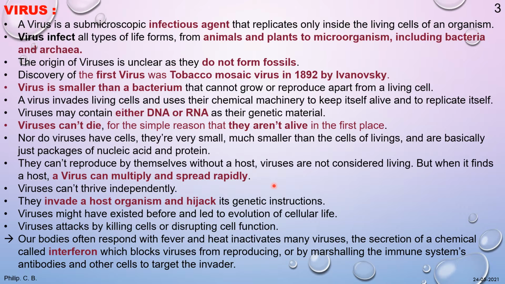Now in the present COVID situation, as you can see, they are multiplying faster, creating different mutations, double, triple, and as we learned in the earlier videos, they spread rapidly. Viruses can't thrive independently, so they don't exist independently. They invade a host organism and hijack its genetic instructions or genetic material, thereby making Xerox copies of itself. Viruses might have existed before and led to the evolution of cellular life.